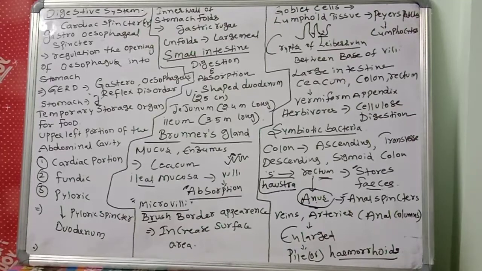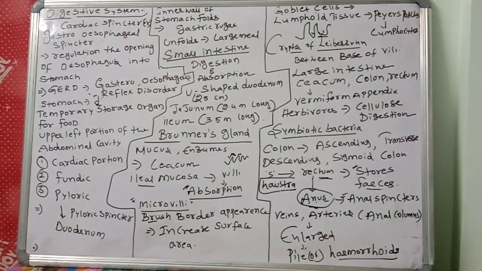So what are the points to remember? The gastroesophageal sphincter, you have to remember. Next, the pyloric sphincter. Then, what unfolds when the stomach fills: the gastric folds, rugae. What are the parts of the small intestine? What is the function of Brunner's gland? What is the function of villi and microvilli? What are goblet cells? And the functions of lymphoid tissue. Then the crypts of Lieberkühn. These are all functions you have to know, and the vermiform appendix function, and symbiotic bacteria.